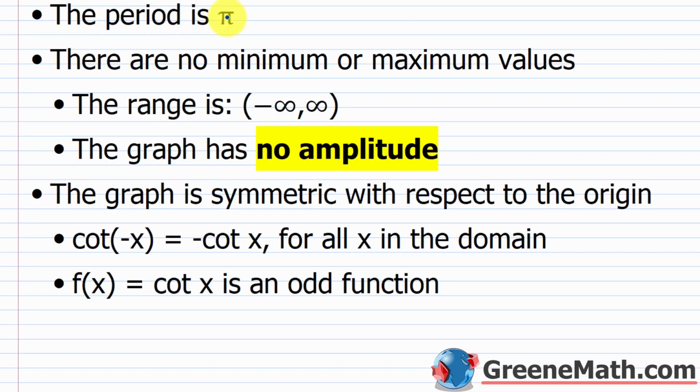So again, the period is pi. There are no minimum or maximum values. The range is from negative infinity to positive infinity, and the graph has no amplitude. The graph is symmetric with respect to the origin. So if you did cotangent of negative x, it's equal to the negative of cotangent of x for all x in the domain. So f of x equals the cotangent of x is an odd function.